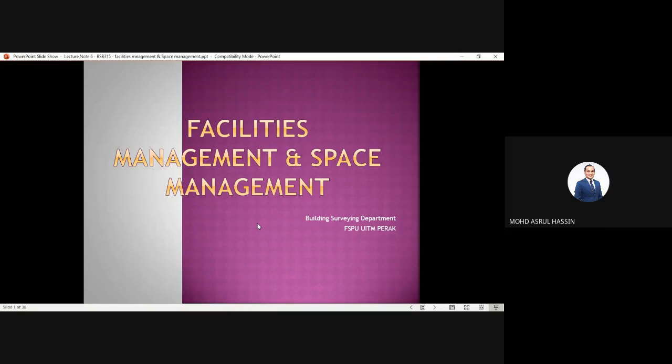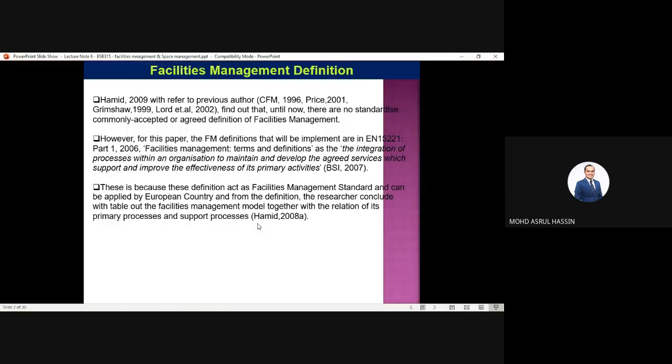So today I would like to discuss facilities management and space management. All right, facilities management definitions. We refer to previous authors, such as CFM, Price 2001 and others, who point out that until now there is no standardized, commonly accepted or agreed definition of facilities management.